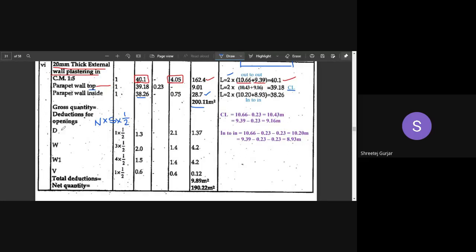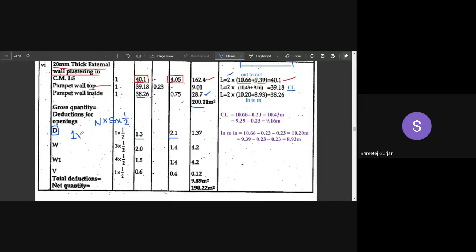So coming to your door D, the size of your door D: length is 1.3 and the height is 2.1 meters. And looking into this calculation, how many number of doors D are there? Externally doors, right? External we are considering and not internally. Only one door, right? Number is 1.